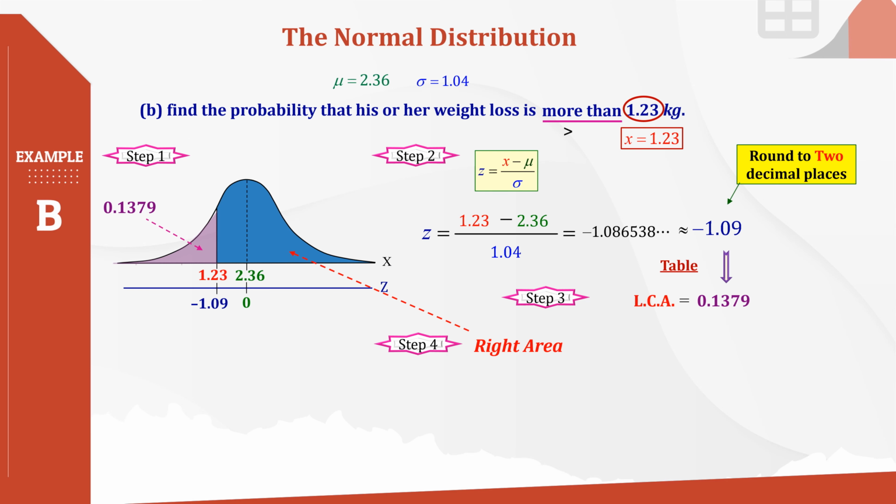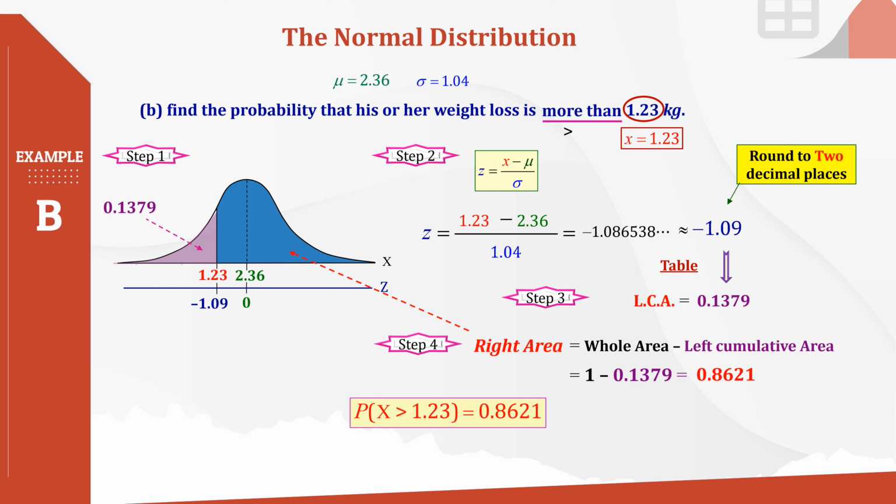Now we know how to find the right area of the given value. Apply the formula 1 minus the left area of 0.1379 to get the probability 0.8621.